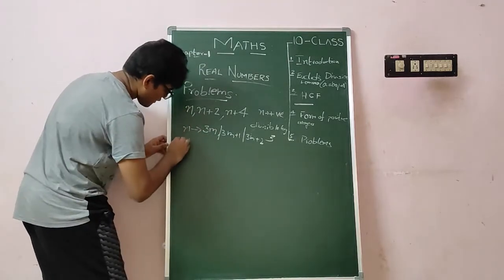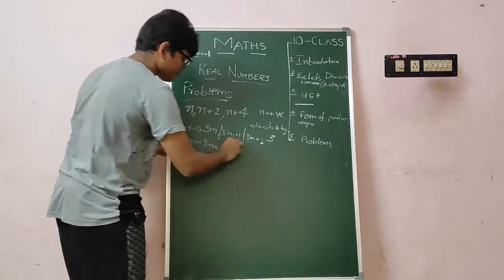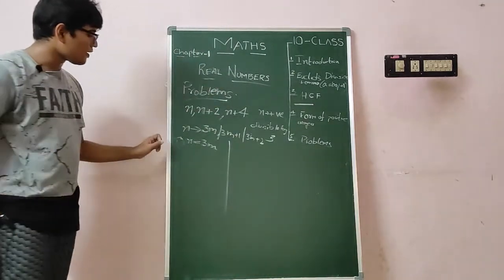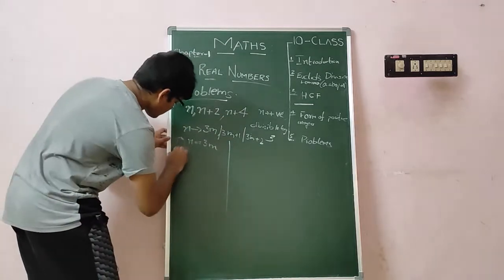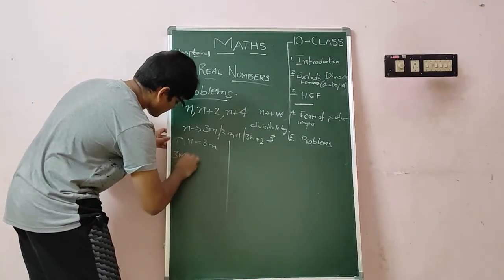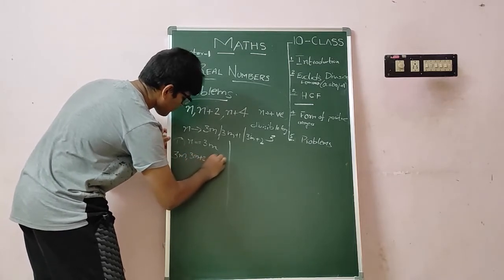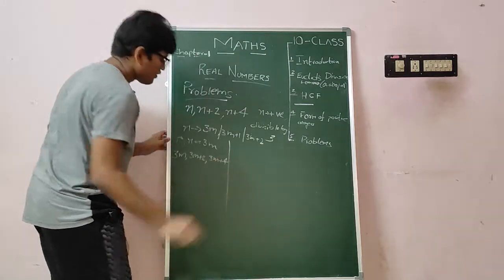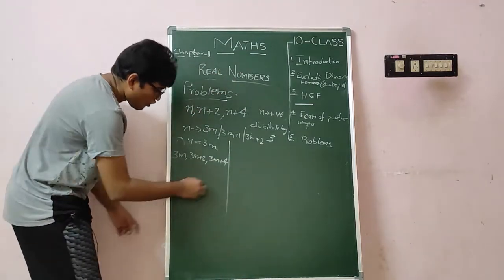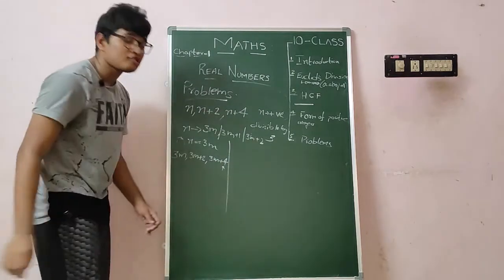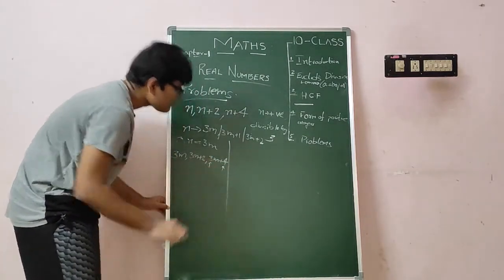For the first case, let n equal 3m. If n equals 3m, what will these become, students? 3m, 3m plus 2, 3m plus 4. Here, students, from Euclid's division lemma theorem, I have already told you this is the remainder, and the remainder can't be greater than what?